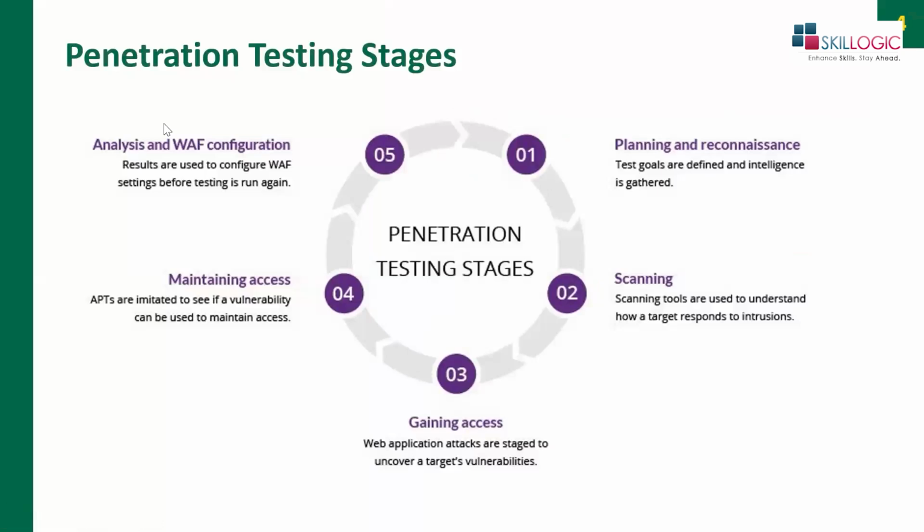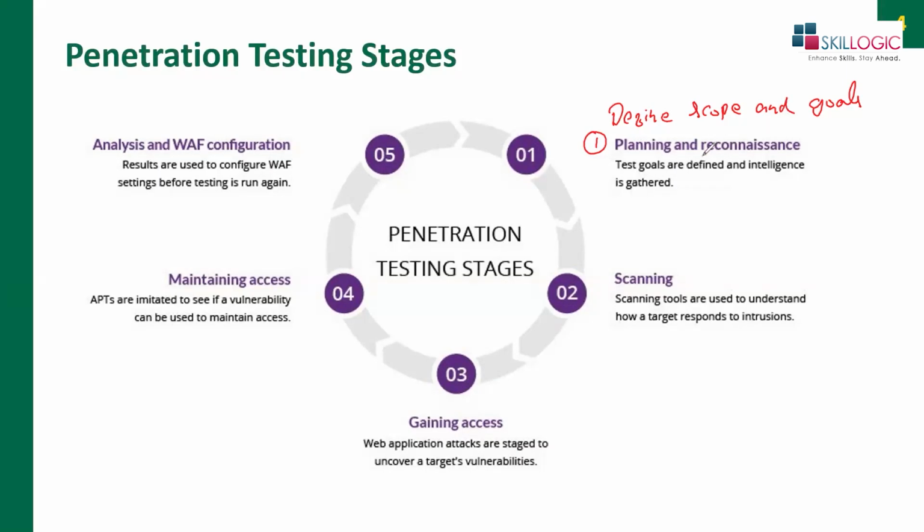Okay, now let's see what the stages in penetration testing are. Pen testing can be broken down into 5 stages. The first one is planning and reconnaissance. In this stage, we define the scope and goals to test. This also includes the systems to be addressed and the testing methods to be used.